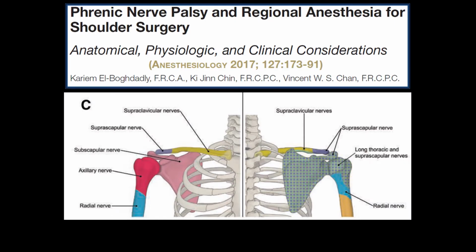This is a nice illustration of the innervation regarding the osteotomes. Here you see the supraclavicular nerve and the suprascapular nerve innervating the clavicle, the axillary nerve innervating the proximal aspect of the humerus, with the radial nerve the distal aspect. You have the anterior portion of the scapula, the subscapular nerve, while the posterior portion is covered by the long thoracic and suprascapular nerves.